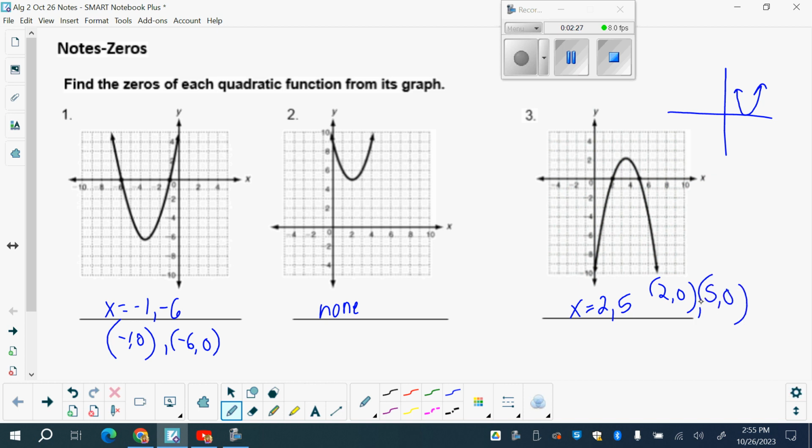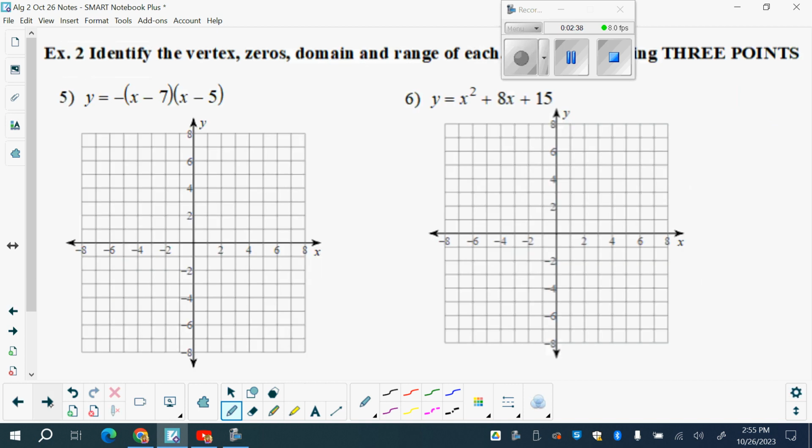What do those points all have in common? The 0 where? The y. So our y needs to be equal to 0. So what we need to do when we have an equation is we need to set that y value equal to 0. So we're going to first set it equal to 0. And 0 is equal to -(x minus 7) times (x minus 5). And then how do we solve that?